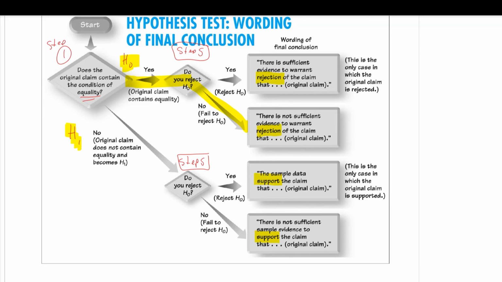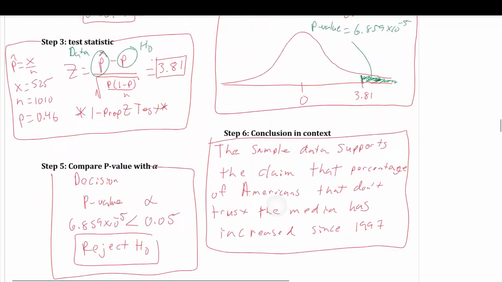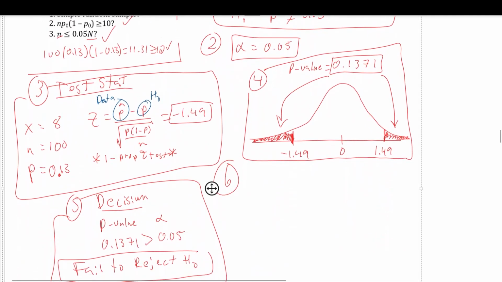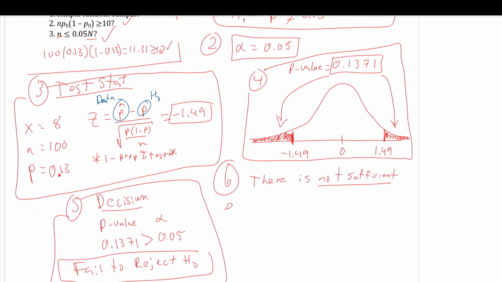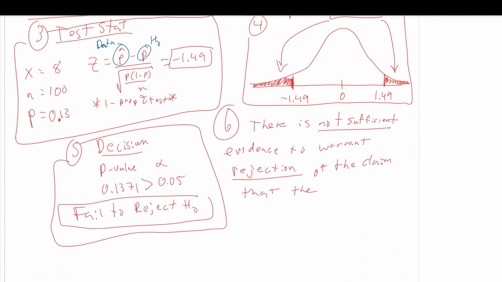So we start our conclusion statement with, there is not sufficient evidence to warrant rejection of the claim that, and then we state the original claim, which hopefully we highlighted. Which we did right there. The percentage of brown M&Ms is equal to 13%. All right, so we say there is not sufficient evidence to warrant rejection of the claim that the percentage of brown M&Ms is equal to 13%.